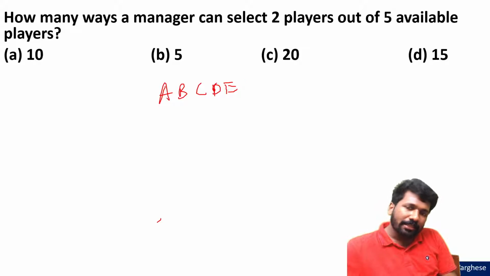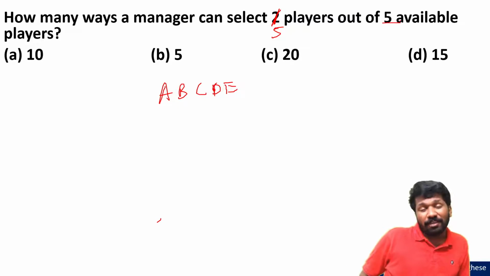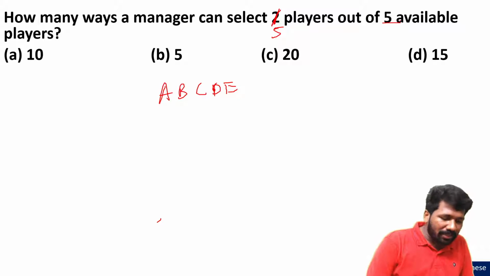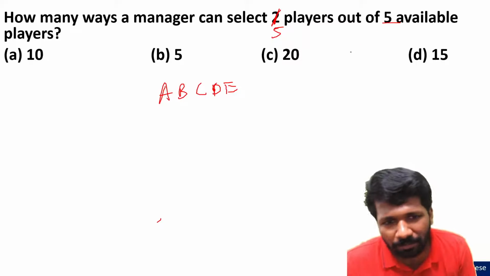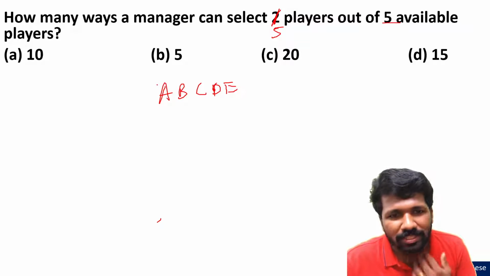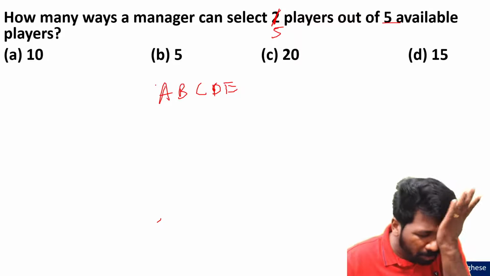So think that initially the plan was to select 5 players out of 5 players. In that case there is no confusion, take all the 5 players. But here only 2 players can be selected. That means if you think from the player's perspective, what are the 2 choices they have? Either to be part of the team or not to be part of the team.